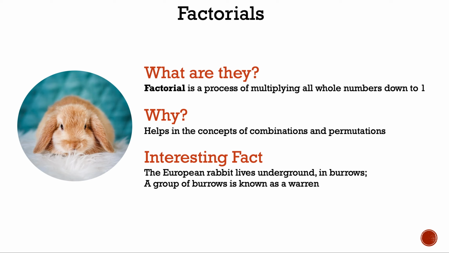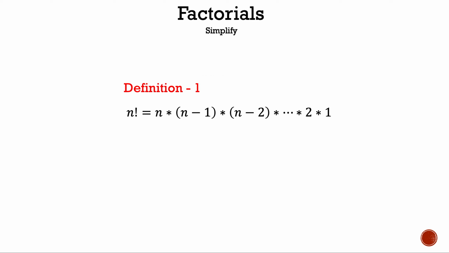Now, let's take a look at the definitions that we have for factorials. The first definition that we're going to look at is n factorial is equal to n times the quantity of n minus 1 times the quantity of n minus 2 times ... times 2 times 1. And that is the definition we used at the beginning of the video.